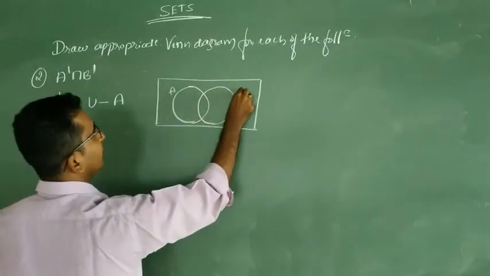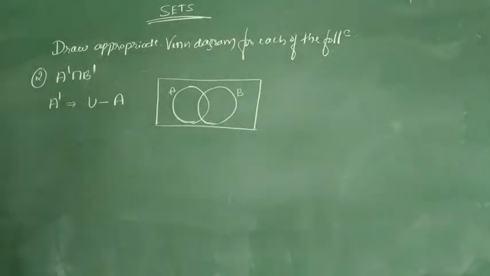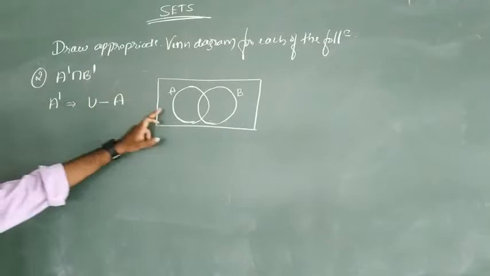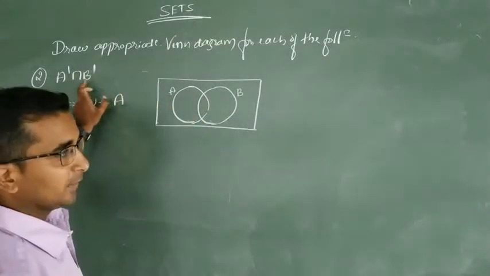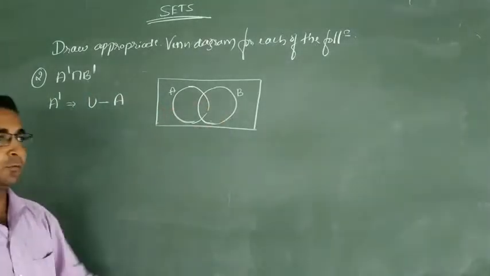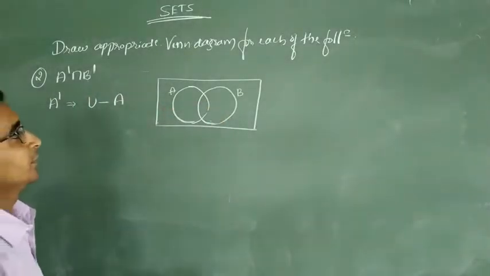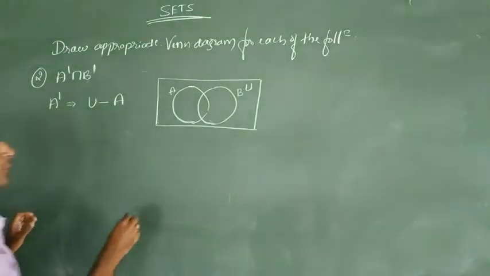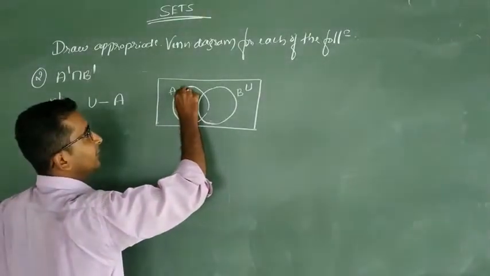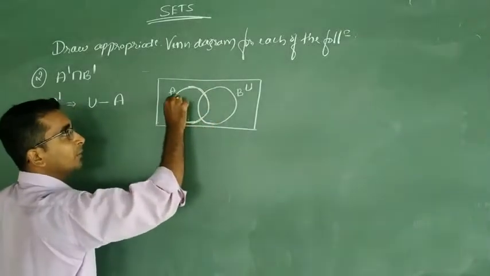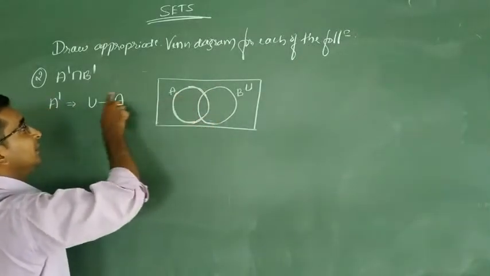This is set A, this is set B. Because there are two sets here: it is not just A dash, we have to show A dash intersection B dash, so I took two sets. Since the intersection involves two sets, I have taken two sets. Okay, A dash means, as you said, sir, the elements which are present in U but not in A. Yes. So look here, A dash: this is the set A. The elements which are not present in A but in U.